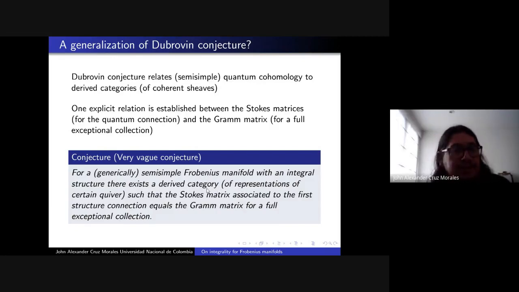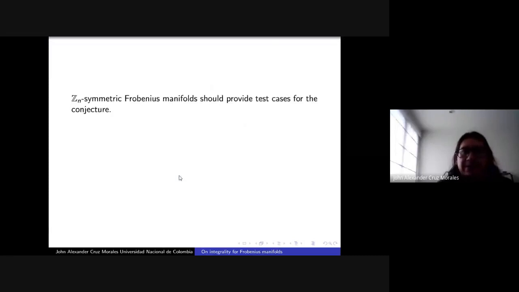So what this conjecture actually says is that the integrality of the Frobenius manifold is captured by the behavior of some derived category naturally associated to the Frobenius manifold. And this very vague conjecture is kind of an extension of the Dubrovin conjecture. The Dubrovin conjecture is just for the quantum cohomology case, and what I want to propose is something far from quantum cohomology, considering another semi-simple Frobenius manifold. Okay. So I think that the symmetric Frobenius manifolds I discussed today should provide test cases for the conjecture, or the expectation.